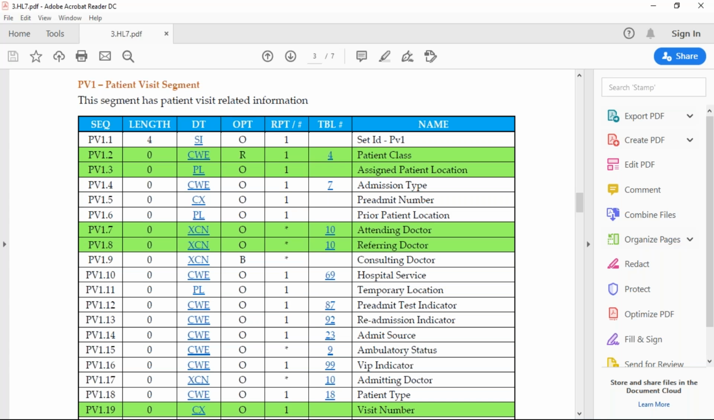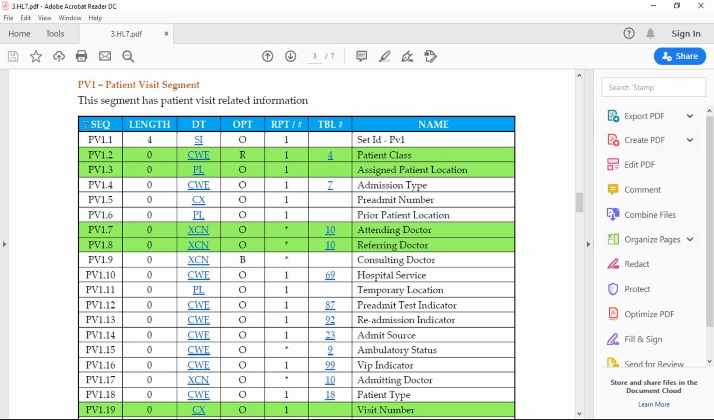And there is a lot of difference between PV1 segments depending on their location in an HL7 message. For example, the PV1 segment is present in an ADT message, and the PV1 segment is also present in an appointment message. When we talk from an appointment perspective, the nature of the fields will change a little, and from a demographic message perspective, the nature of the fields will be different. We'll talk about the differences when we go through the appointment related messages. For now, we'll look at it from the demographic perspective itself.